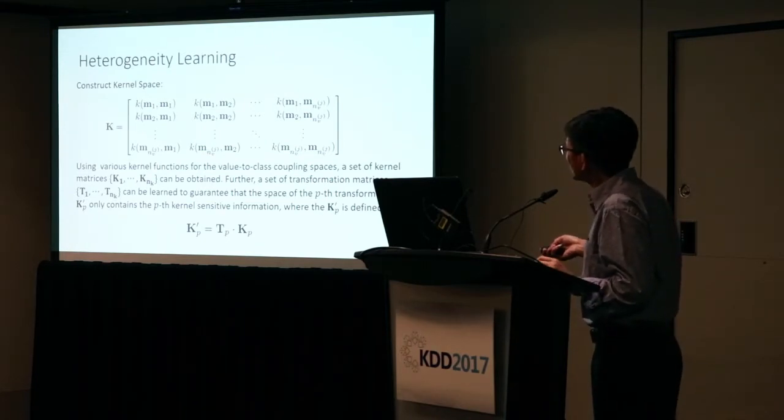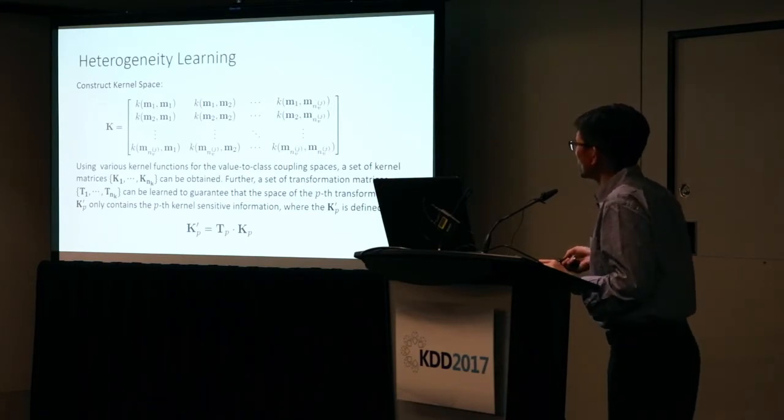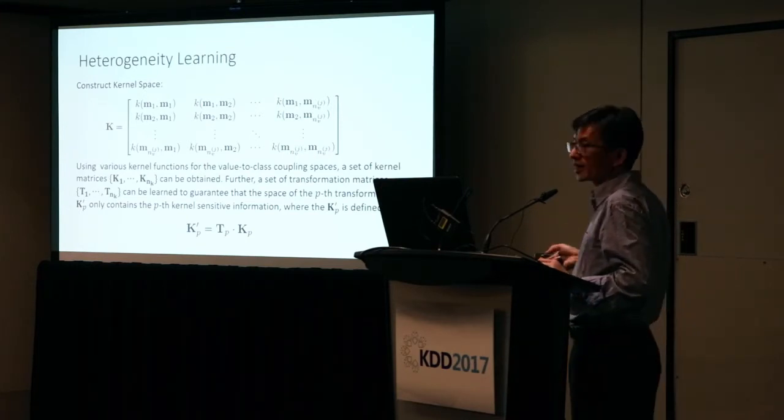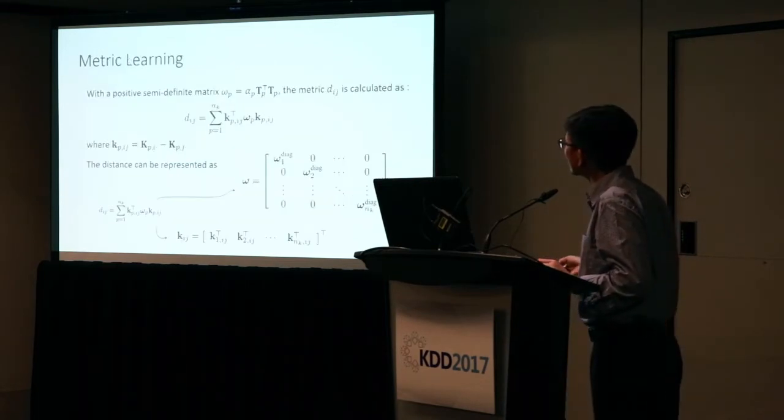Then we have to find a transformation function, matrix TP, to transfer this kernel to another space. We get the P transferred kernel space, so that we can later do the distance calculation. That's the purpose here, right?